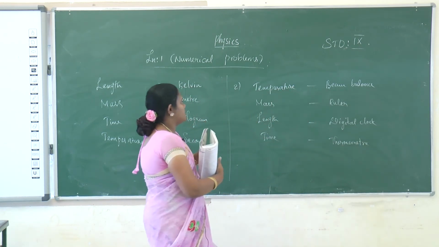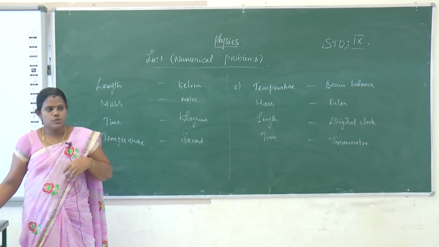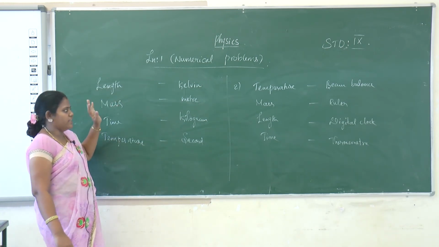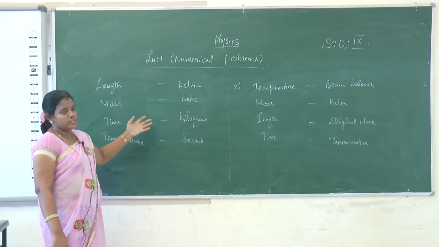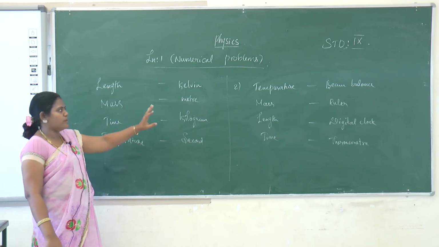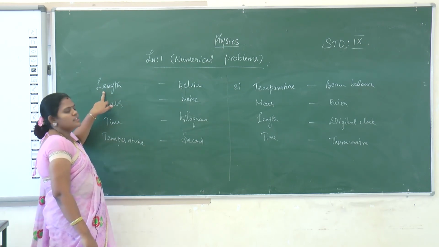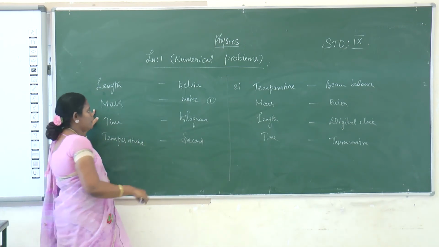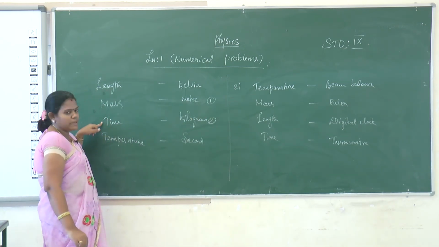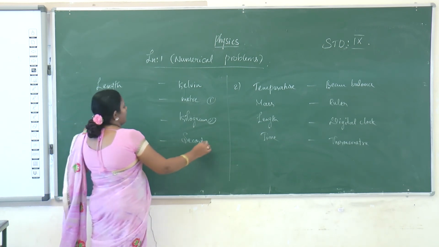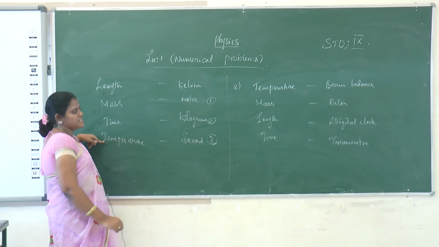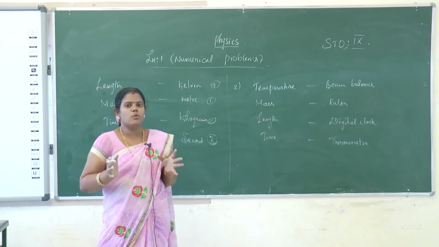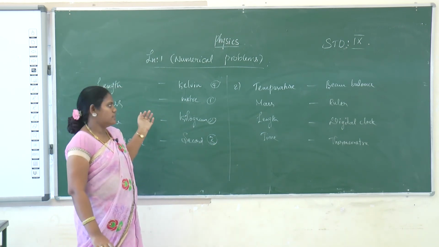So how will you match these two columns? Left hand side is only the physical quantities, and right hand side their units. You match their quantity and their units. First, the SI unit of length is meter, that is 1, and the SI unit of mass is kilogram, that is 2, and the SI unit of time is second, and the SI unit of temperature is Kelvin. So you should learn the units of some physical quantities thoroughly. Then you can easily match this first one.